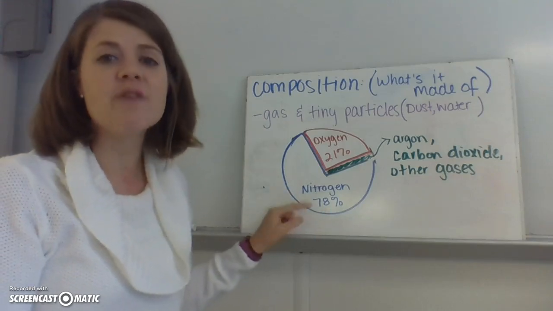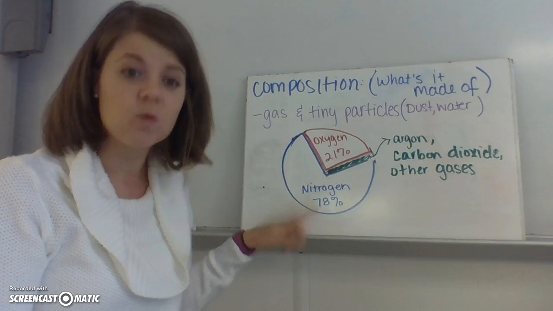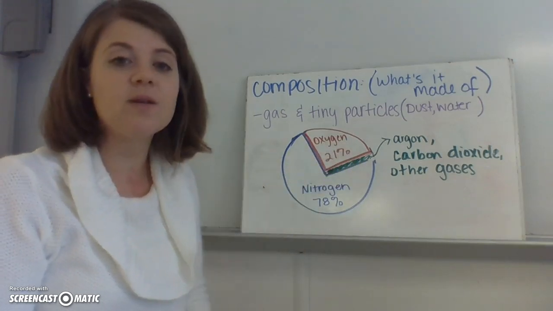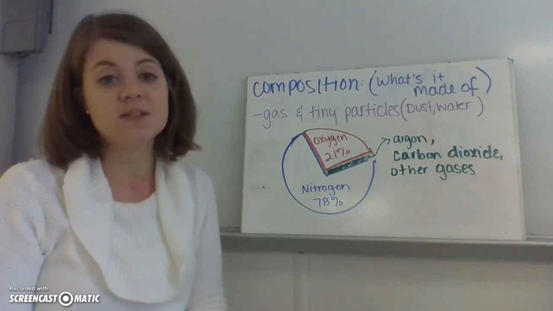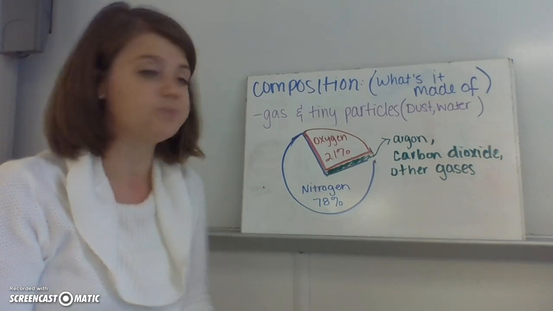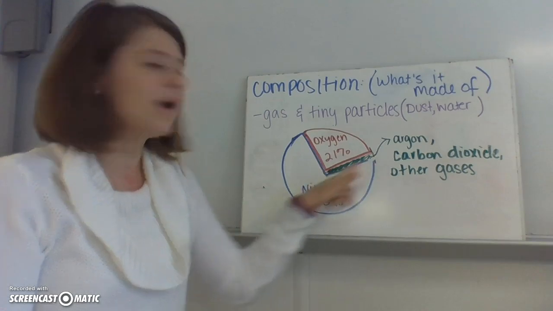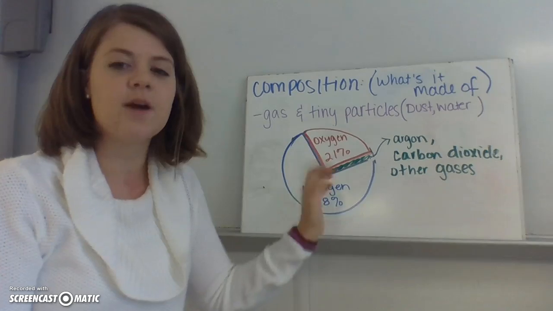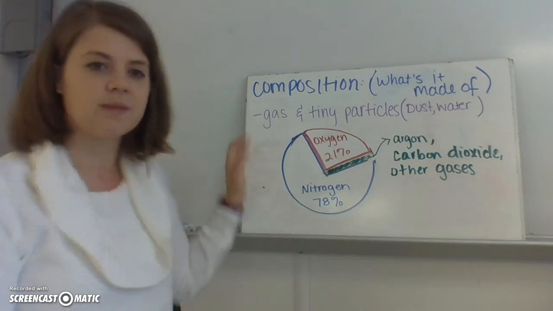78% of our atmosphere is nitrogen. Wow, that's a big number. All right, the second largest amount is oxygen, which is really good for us, right? Because that's what we need to function. And then that one little percent right there is other gases, including argon, carbon dioxide, and a mixture of just random little things.